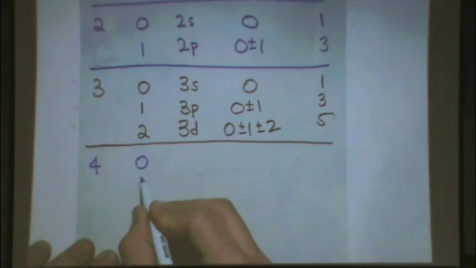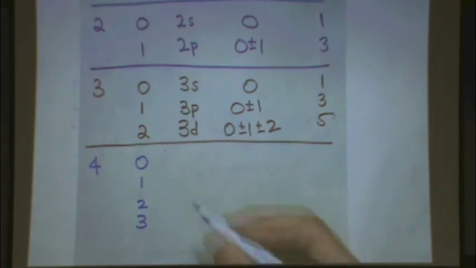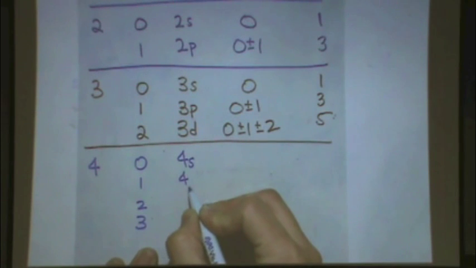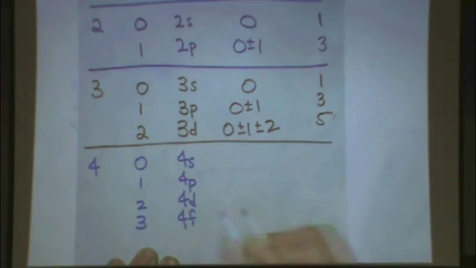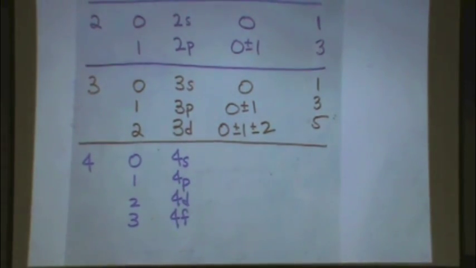It can be 0, 1, 2, or 3. So, if N is 4, L is any number less than 4, going down to 0. So 0, 1, 2, and 3 are less than 4. Okay, so we've got for S, you tell me, for P, for D, and for F. There we go. So these letters correspond with L, as I told you earlier.